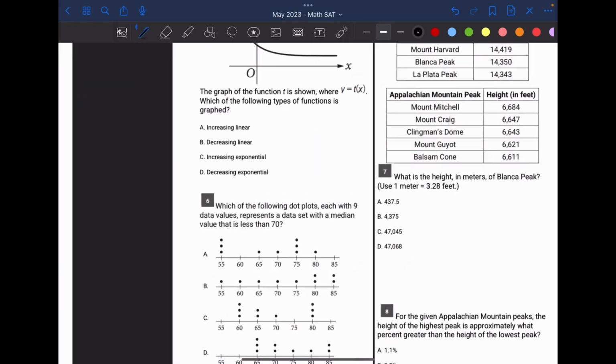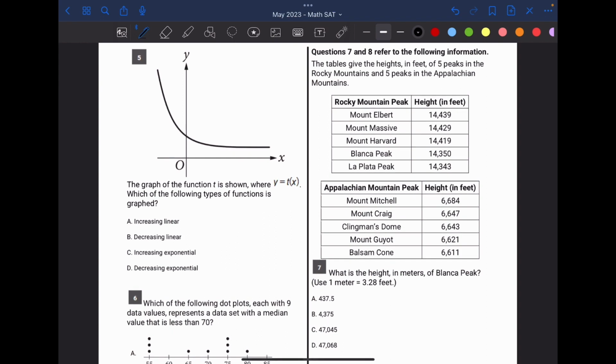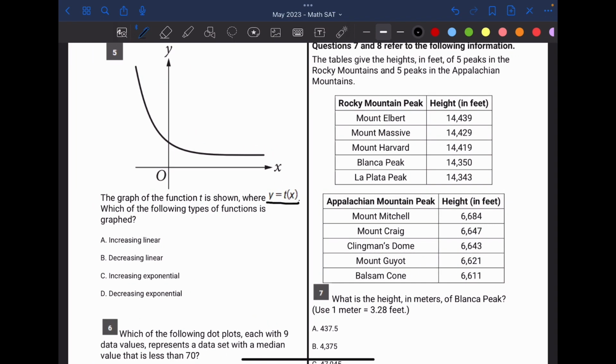Question number 5, it says the graph of the function is shown where y is equal to t of x.